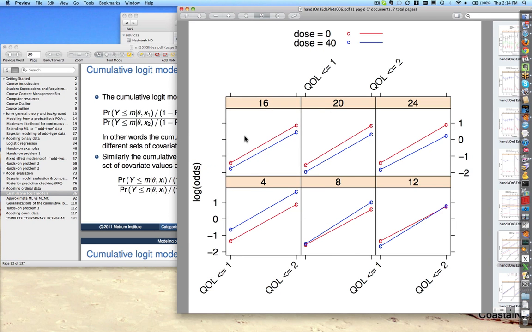But anyway, what I'm looking for in this one, again, I'm applying log odds, but now the x-axis are our two different scores, and the different curves here correspond to the different doses. And again, what I'm looking for is to see if these are at least approximately parallel. And again, that appears to be largely true here.